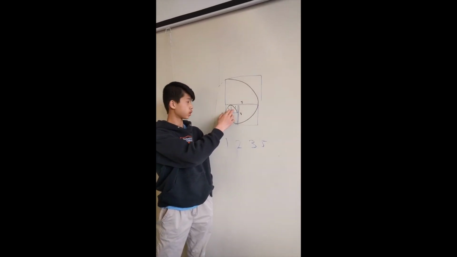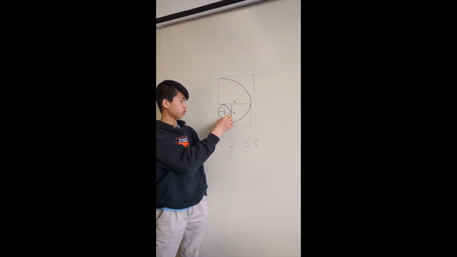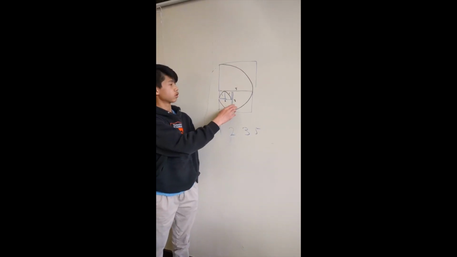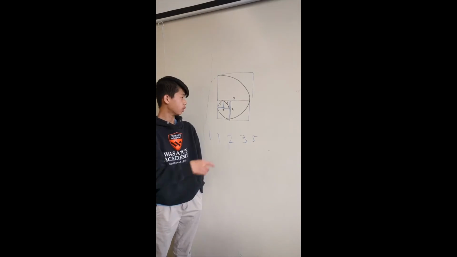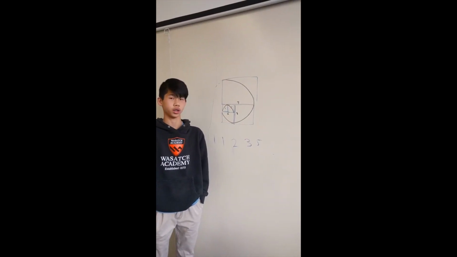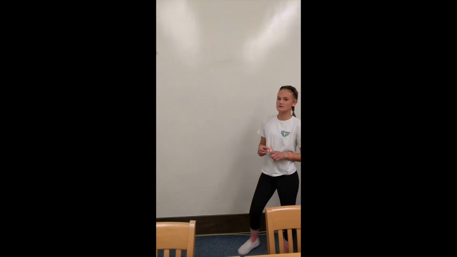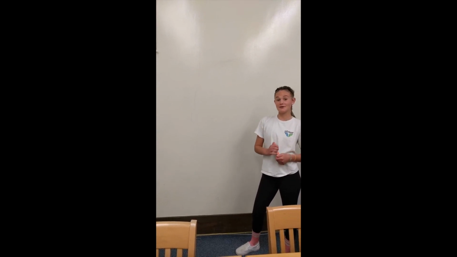1 plus 1 is 2, and then 1 plus 2 is 3. 2 plus 3 is 5. When we connect all the corners together, it'll turn into a Fibonacci pattern. Fibonacci sequence is a series of numbers that creates a spiral based on adding two numbers.